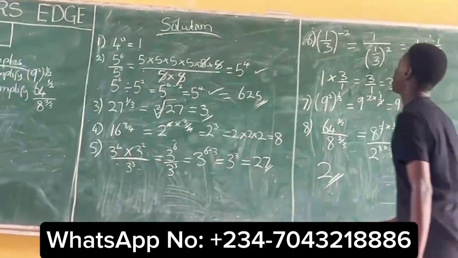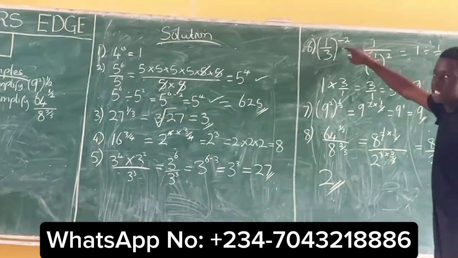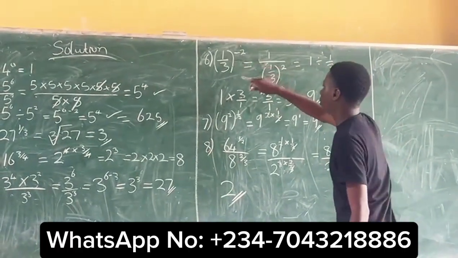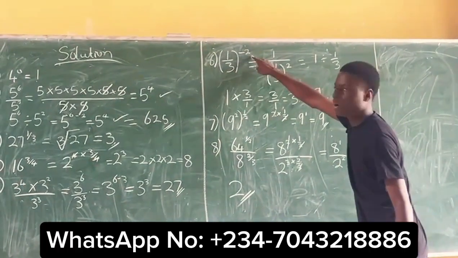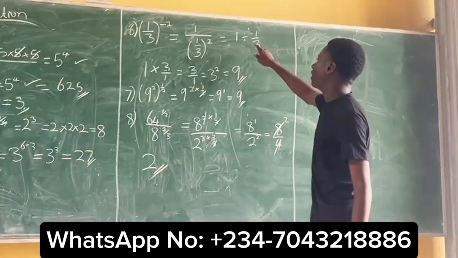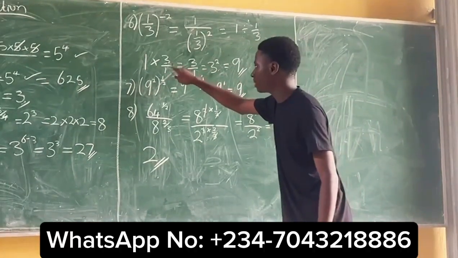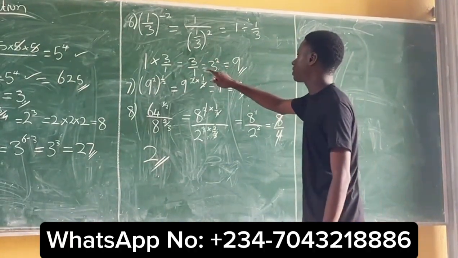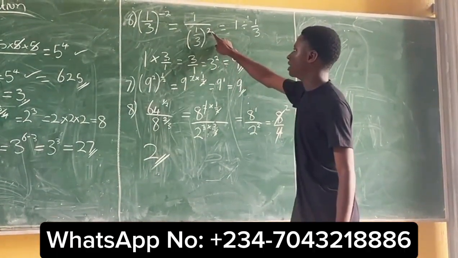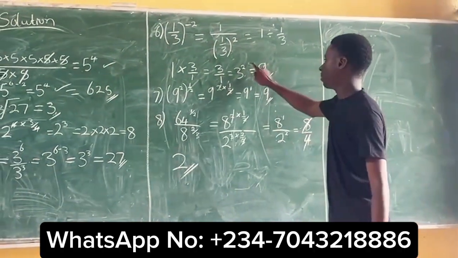For number 6, I take 1 over 3 to the power of minus 2. Because of the negative sign, it will use 1 over. And 1 over what? 1 over 3. So 1 over 3 to the power of 2. Writing this, we have 1 divided by 1 over 3. And changing the division sign to multiplication sign, we see 1 times 3 over 1, which equals 3 over 1. 3 over 1 is equal to 3, and then we introduce our power, which is 2. 3 to the power of 2 is 9. Don't forget this power, please.